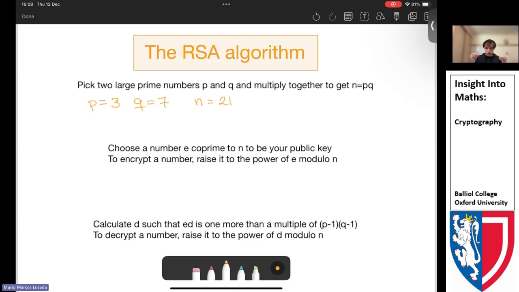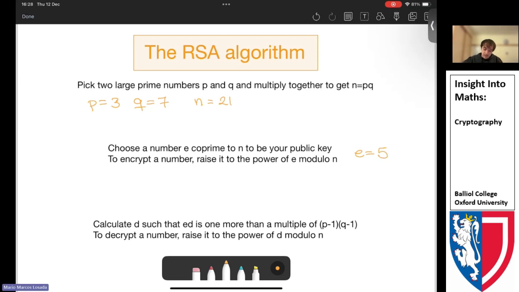And then the point of this is we want to actually send out this important number across. So how are we going to do this? Well, what's our key? Our key is going to be some number that we call E. We just need to pick something which is co-prime to our number n. So in this case, I'm going to pick E, which is our key, to be equal to 5.